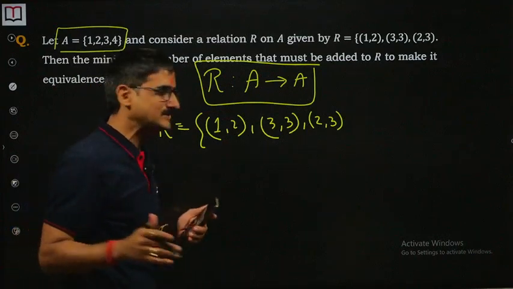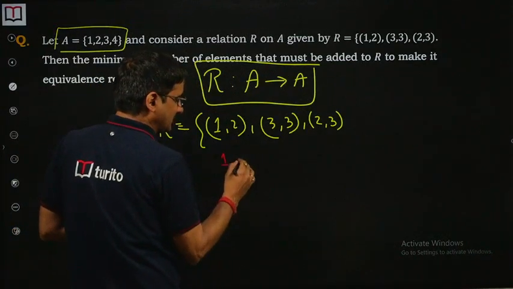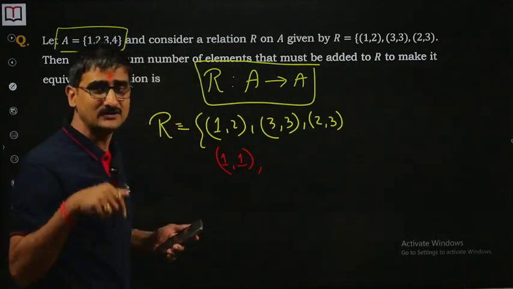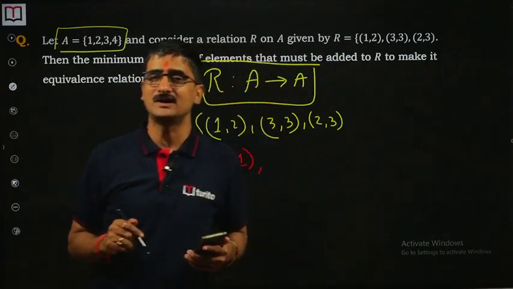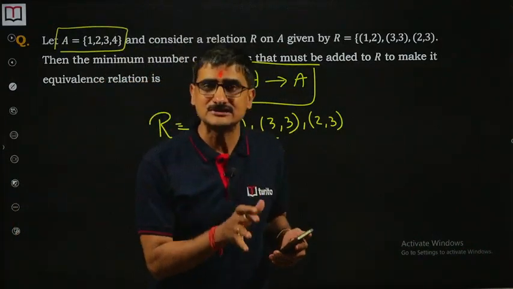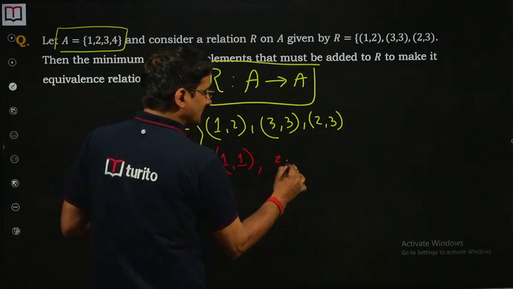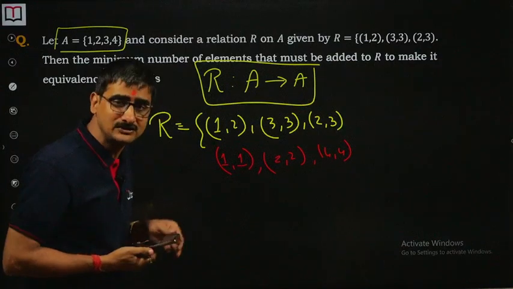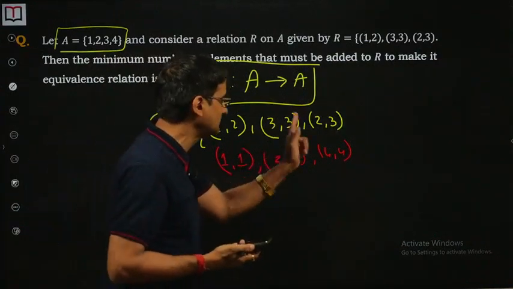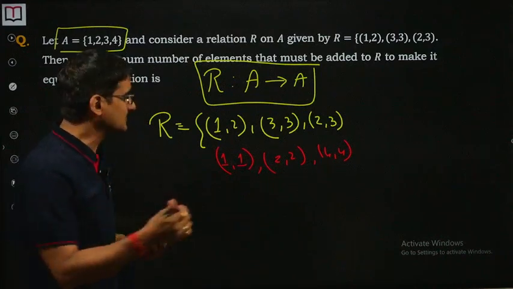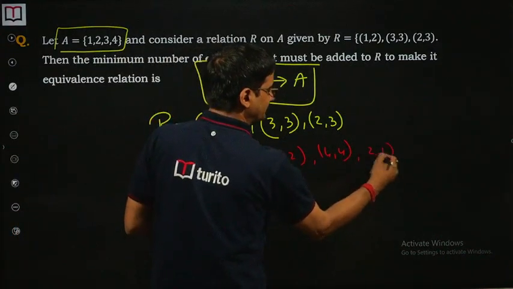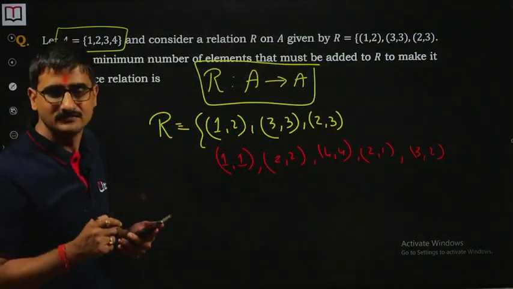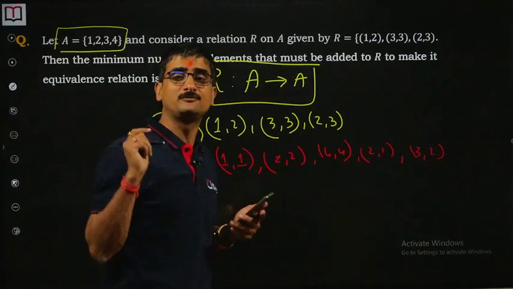See, for an equivalence relation, of course, it needs to be a reflexive relation for sure, and to have a reflexive relation we need to have all possible self images. So (1,1), (2,2), (3,3) are already there, so (4,4). So now we made it at least a reflexive relation: (1,1), (2,2), (3,3), (4,4). Okay, now go for symmetric. So you have (1,2), you need (2,1). You have (2,3), you need (3,2). Now let's go for transitive.